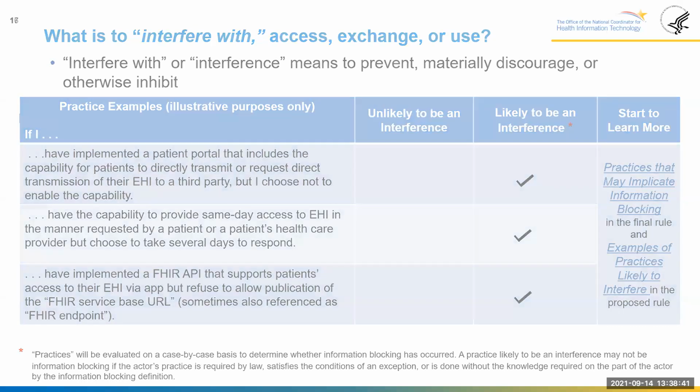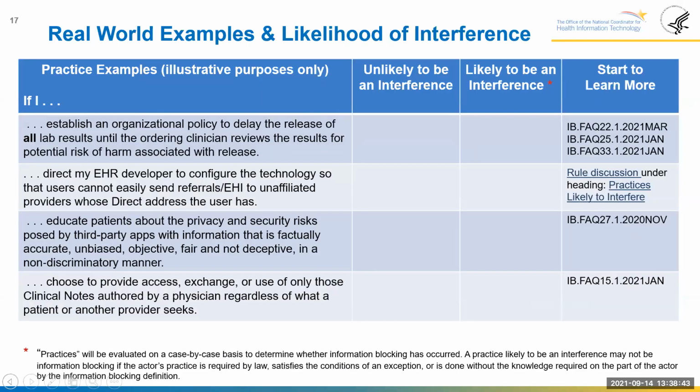Okay, next slide. The next question. If I establish an organizational policy to delay the release of all lab results until the ordering clinician reviews the results for potential risk of harm associated with release, is that likely to be an interference? That is likely to be an interference. It interferes with a lot of patients' access, exchange, or use of their EHI.